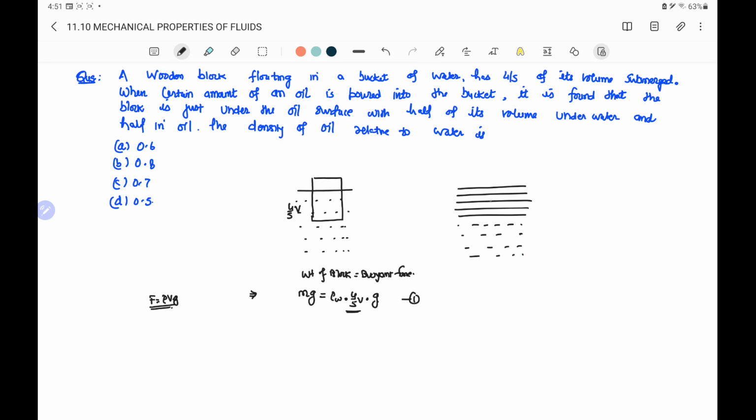and the block is such that half of its volume, V by 2, is in oil. This is the oil, and half of the volume is in water. So now the weight of the block is balanced by the buoyant force due to oil plus the buoyant force due to water.